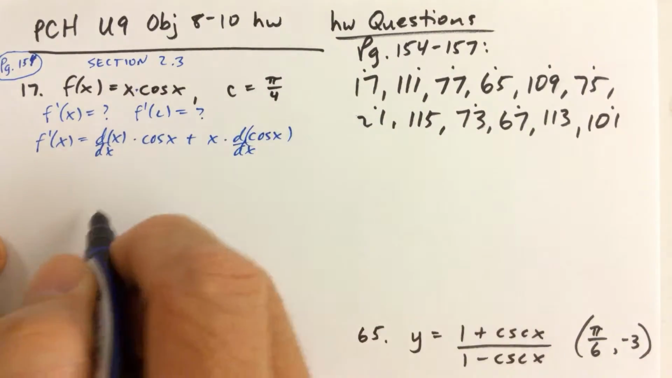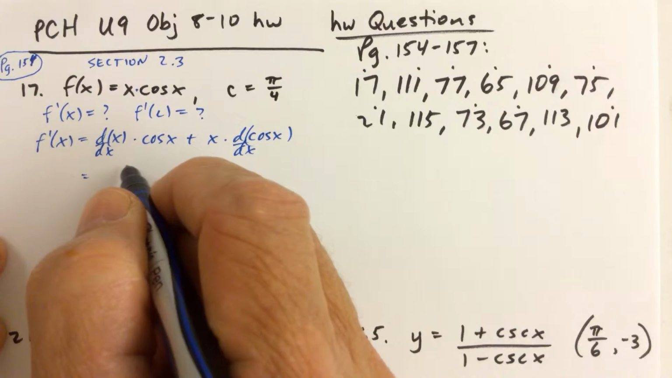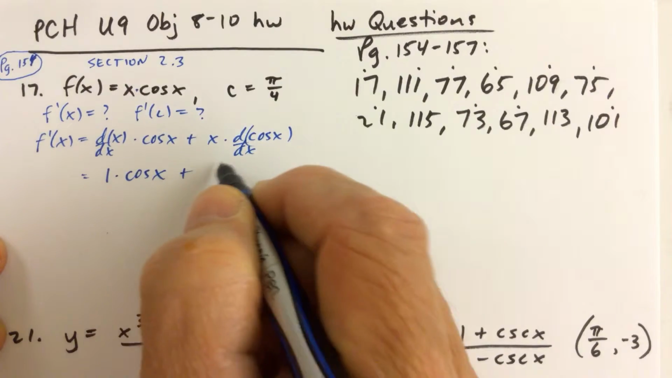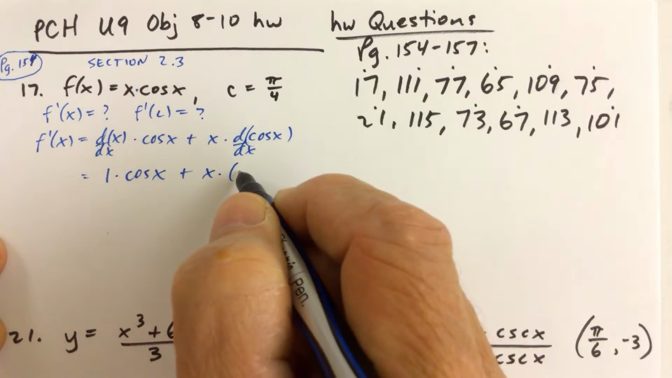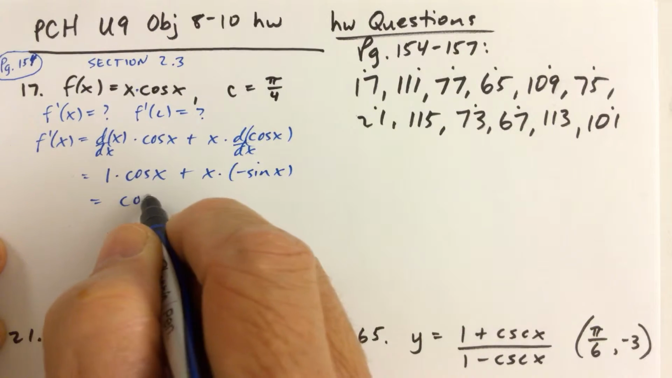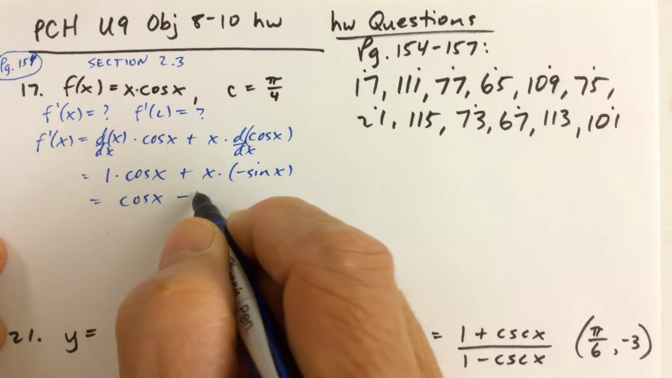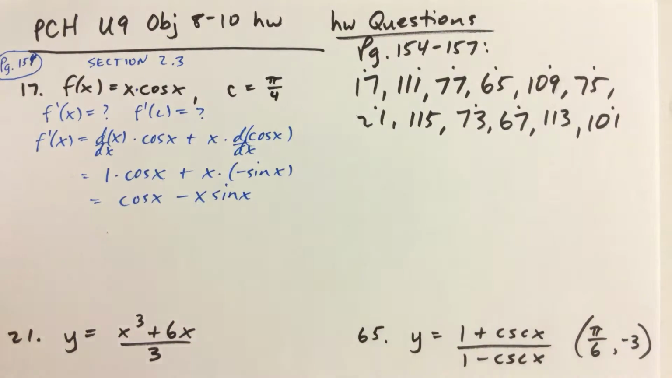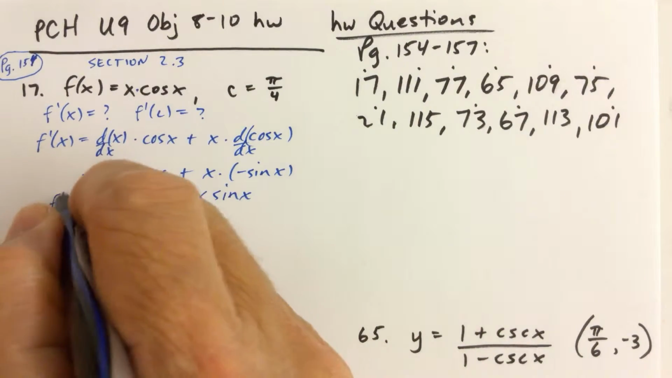And so we know the derivative of x with respect to x, that's 1 times cosine of x plus x times the derivative of the cosine of x, which is negative sine of x. And so we could simplify that as cosine of x minus x times the sine of x. So that takes care of what f prime of x is equal to.